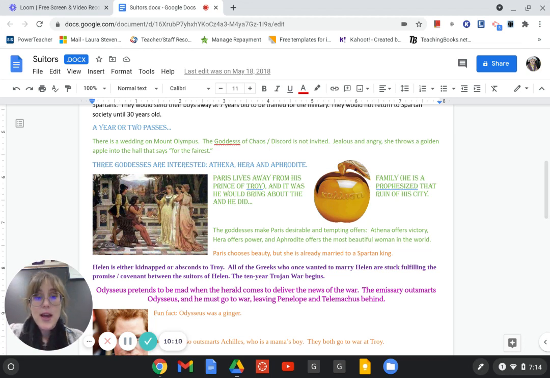So, all right, going back, Paris ends up choosing Aphrodite, the goddess of love, to get the apple, and she ends up being stolen away. The covenant that the suitors make has to be fulfilled, so they all have to protect her against Troy.